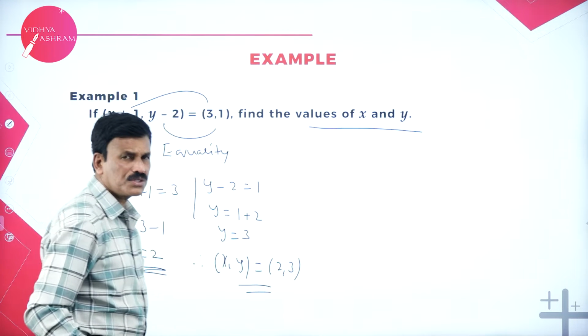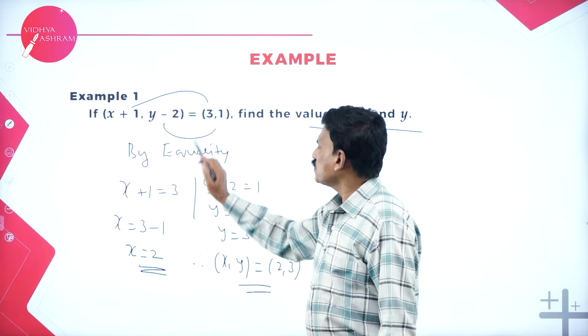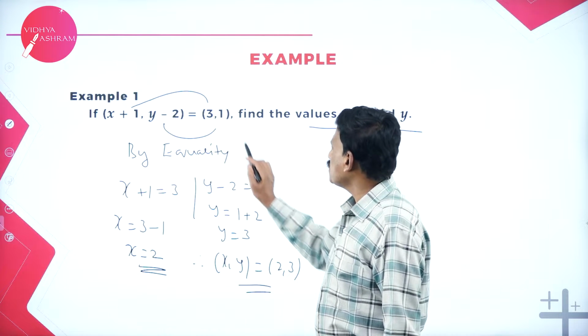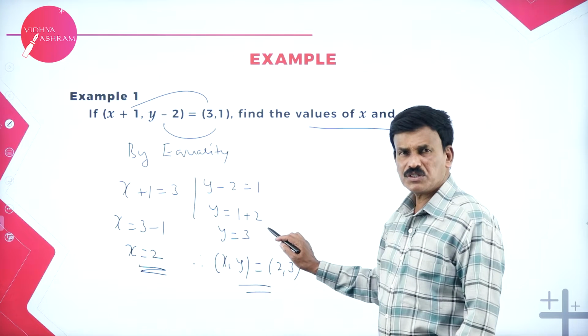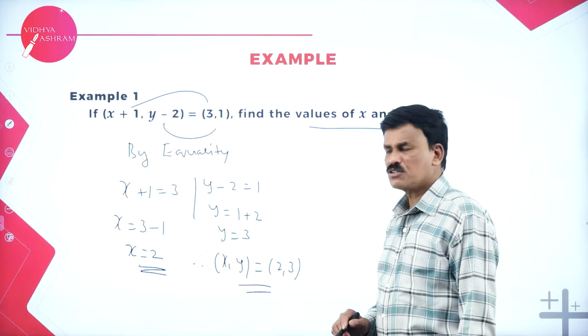Very simple, you will get more questions like this. So what is given? x plus 1 is equal to 3, therefore x is equal to 3 minus 1 is 2, and y minus 2 is equal to 1. If you transfer, minus 2 becomes plus 2, y is equal to 1 plus 2, that is 3, y is equal to 3.